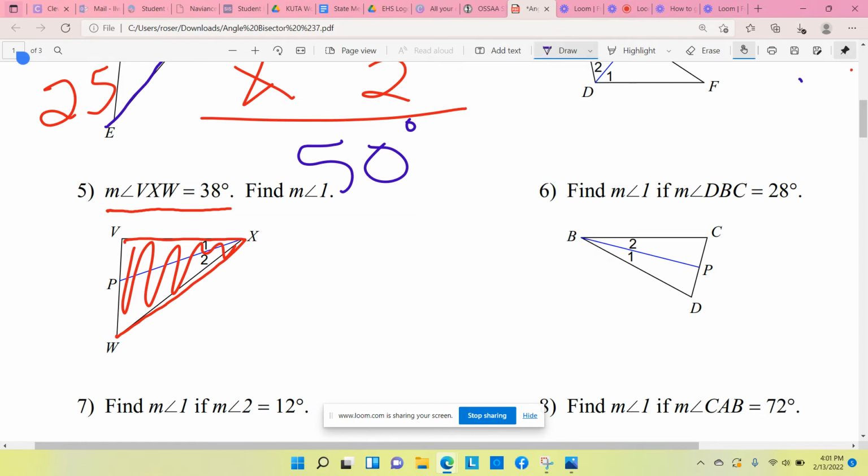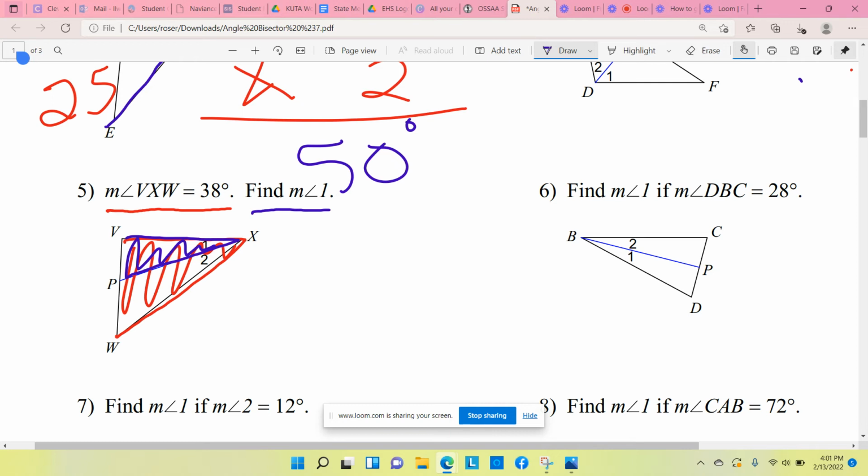Let's get our second color out. What do they want us to find? They want us to find the measure of angle 1. Where's angle 1? The one with the little 1 in it. Okay, so this one's a little different. They gave us the red. Is the red a whole or a part?